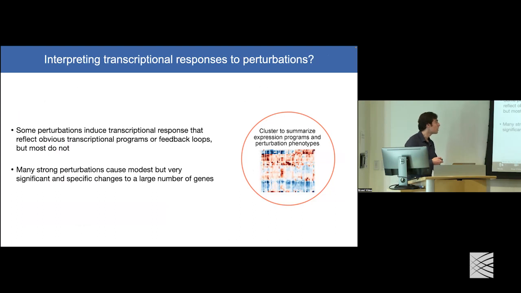Yeah. So, to sum this up, again, in a way that's hopefully more thought-provoking than satisfying, some perturbations cause transcriptional responses that reflect really obvious transcriptional programs or feedback loops, things that may be adaptive transcriptional responses. But at least in this cell type, in this culture context, most strong perturbations cause modest but specific fingerprint changes in the expressions of many genes, including these housekeeping genes. And these changes really are the most distinctive changes that are downstream of each of these perturbations.